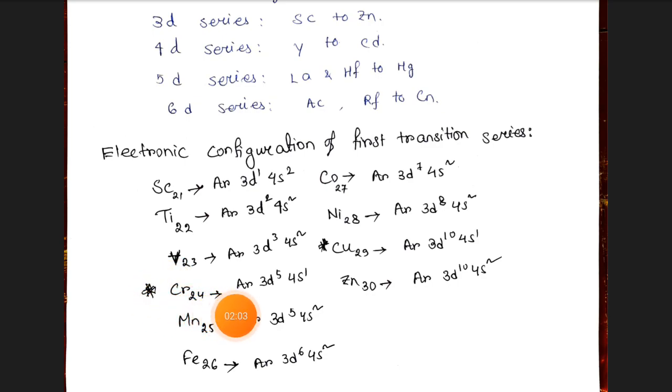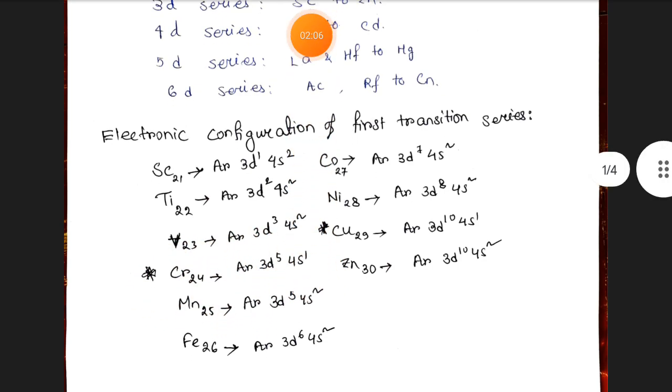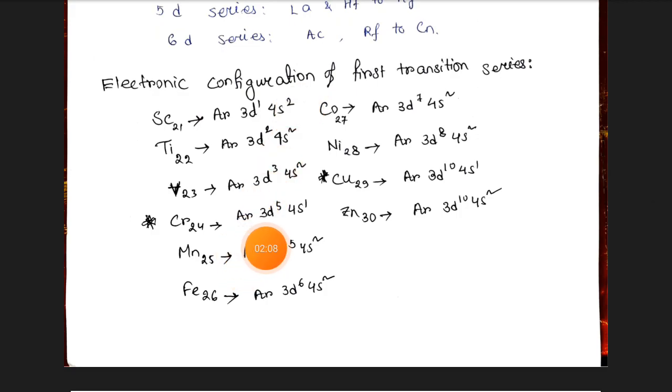Next chromium, that is an exceptional electronic configuration for stability, that is 3d5 4s1. Okay, next manganese, that is 3d5 4s2, and iron, atomic number 26, that is 3d6 4s2. Cobalt, that is 3d7 4s2. Next nickel 3d8 4s2. Next copper, this also has an exceptional electronic configuration, that is 3d10 4s1, due to stability. Next zinc, that is 3d10 4s2.